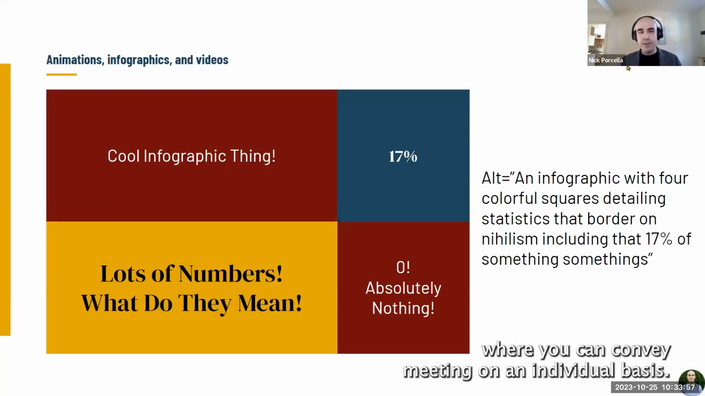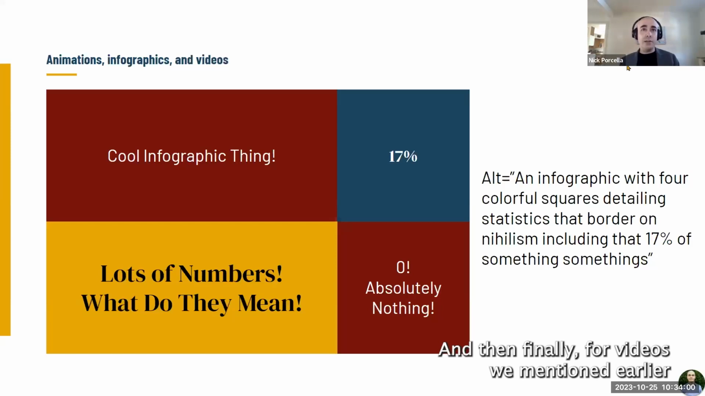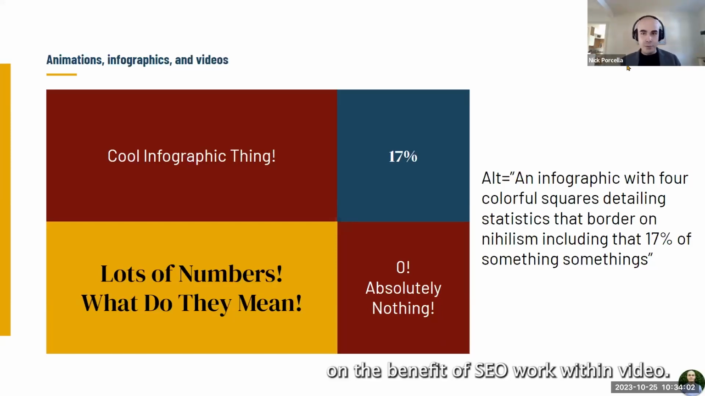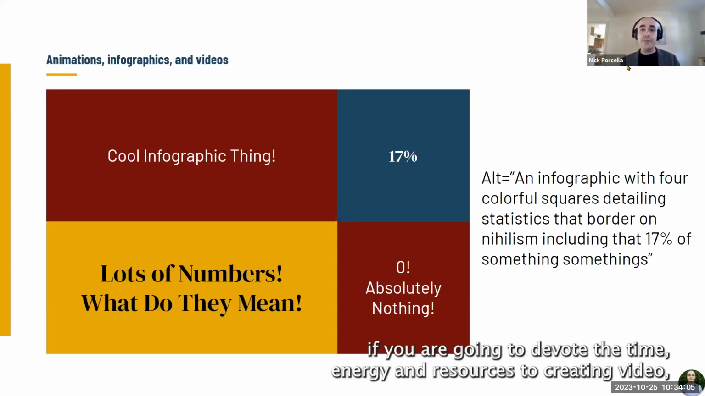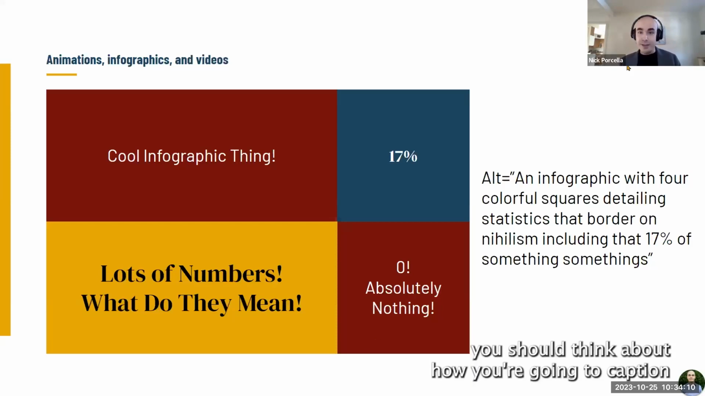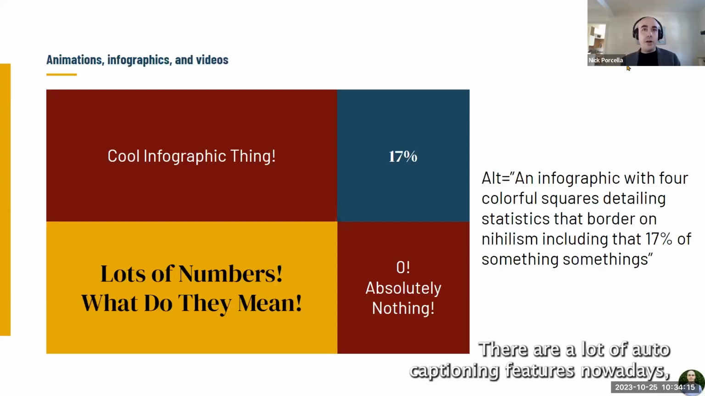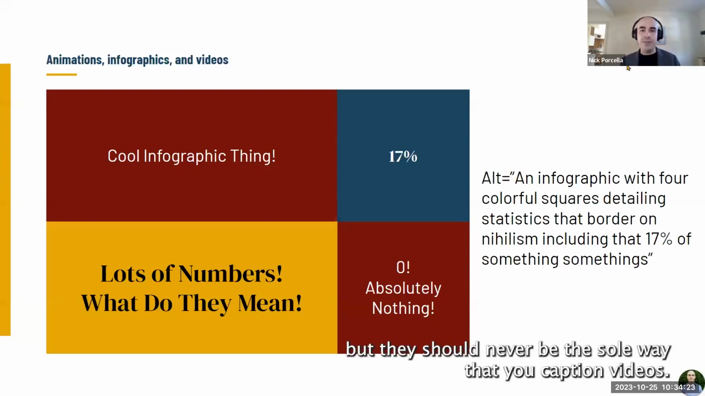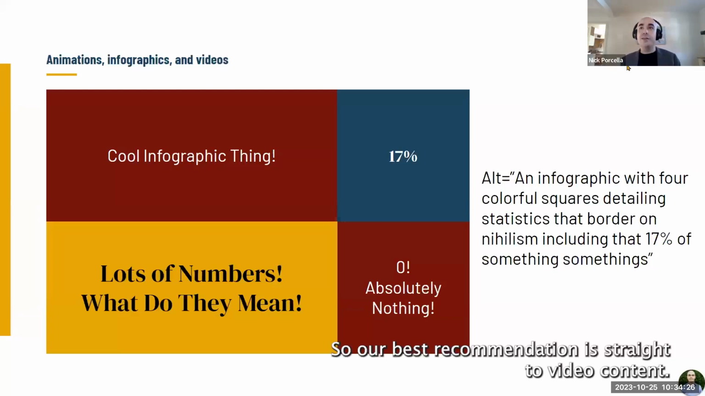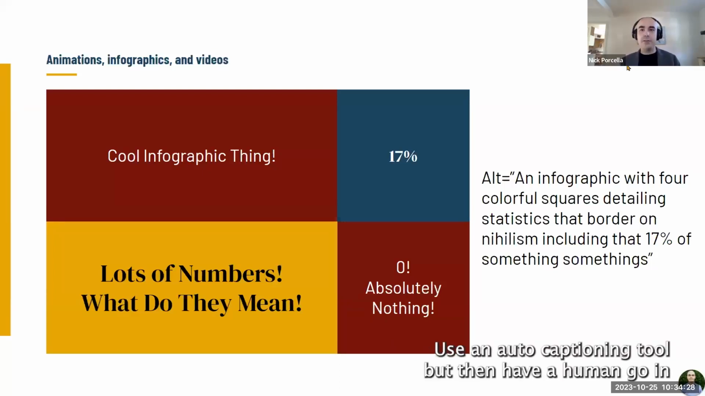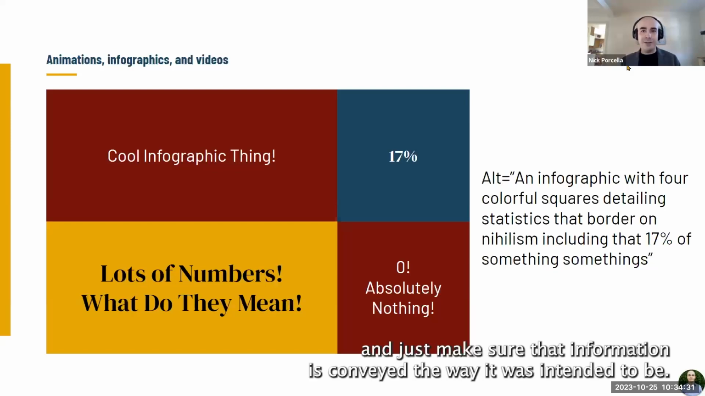And then finally, for videos, we mentioned earlier on the benefit of SEO work within video. So yes, if you are going to devote the time, energy, and resources to creating video, you should think about how you're going to caption that or provide a transcript, or ideally both. There are a lot of auto captioning features nowadays, especially with YouTube, and those are perfectly fine, but they should never be the sole way that you caption videos. So our best recommendation is create the video content, use an auto captioning tool, but then have a human go in and just make sure that information is conveyed the way it was intended to be.